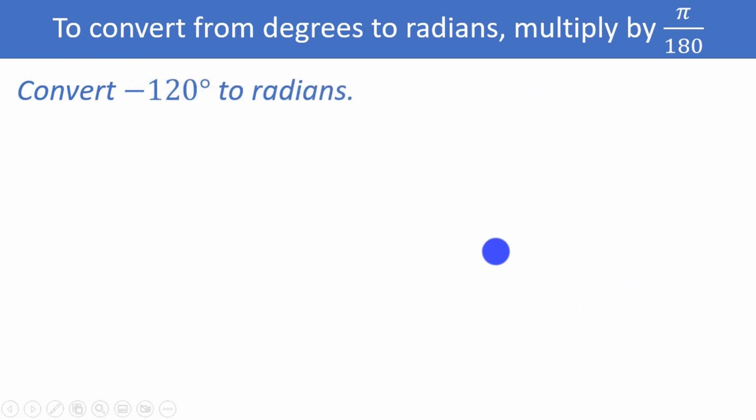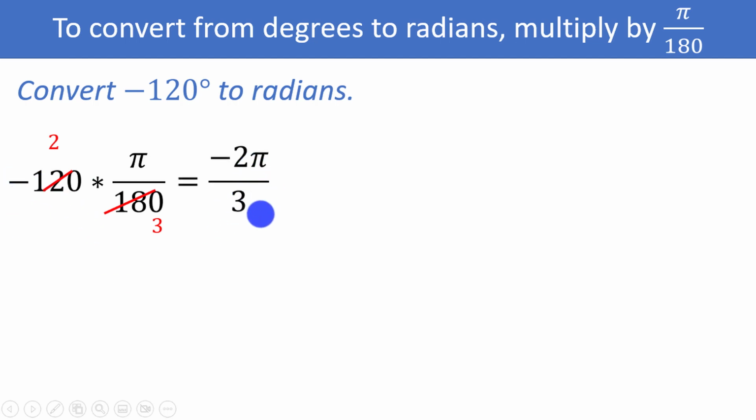How about negative 120 degrees? We'll do the same thing. We will introduce pi by multiplying by pi and then divide by 180. So if we do that, we can reduce a little bit here. 120 divided by 180 can be reduced to 2 over 3. We still have this negative sign out here, so we'll have negative 2 pi over 3.